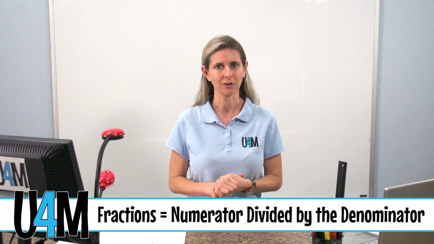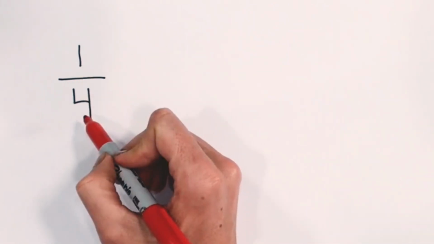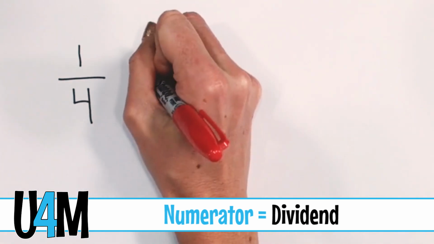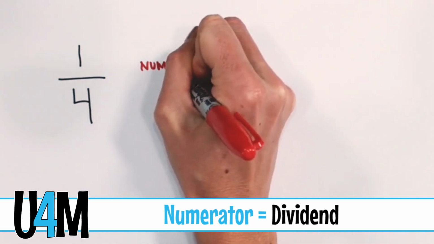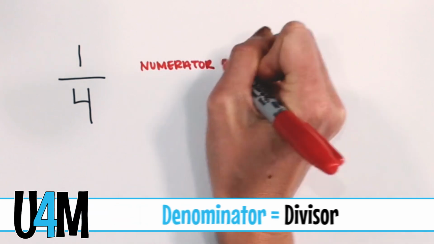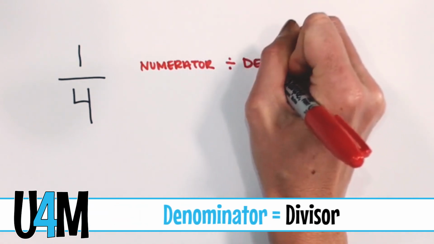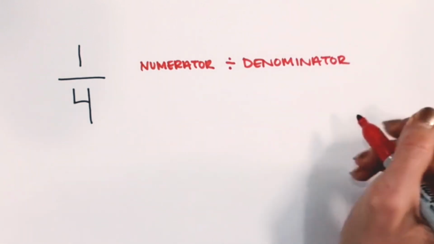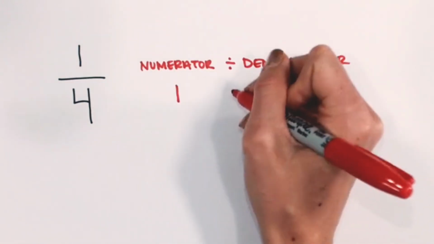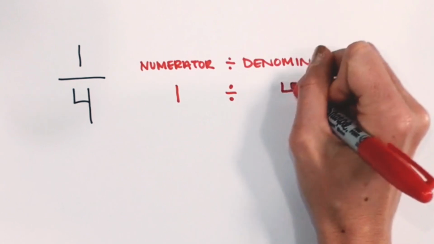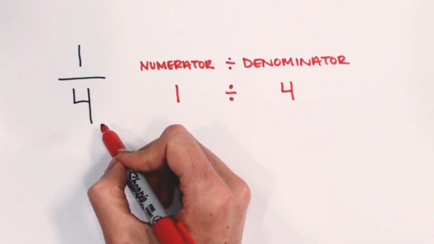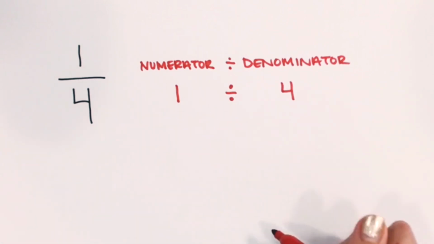So let's take a look at our first fraction. Here we have the fraction 1/4. To interpret this as a division problem, we take the numerator and we divide that by the denominator. So that would look like this. 1 as our numerator divided by 4, the denominator. So 1/4, if we interpret that as a division problem, is 1 divided by 4.